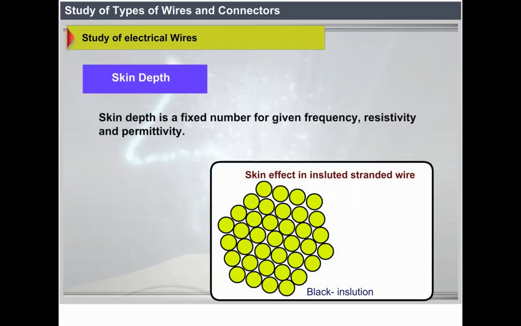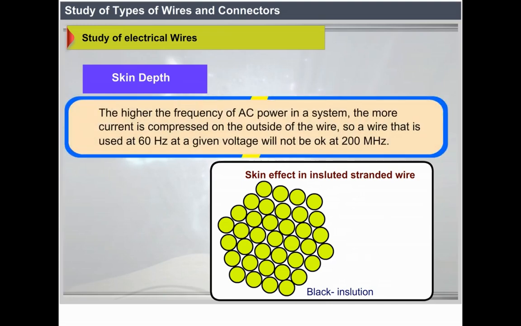Skin depth. Skin depth is a fixed number for a given frequency, resistivity and permittivity. The higher the frequency of the AC power in a system, the more current is compressed on the outside of the wire. So, a wire that is used at 60 Hz at a given voltage will not be okay at 200 MHz. Skin effect in insulated wire.